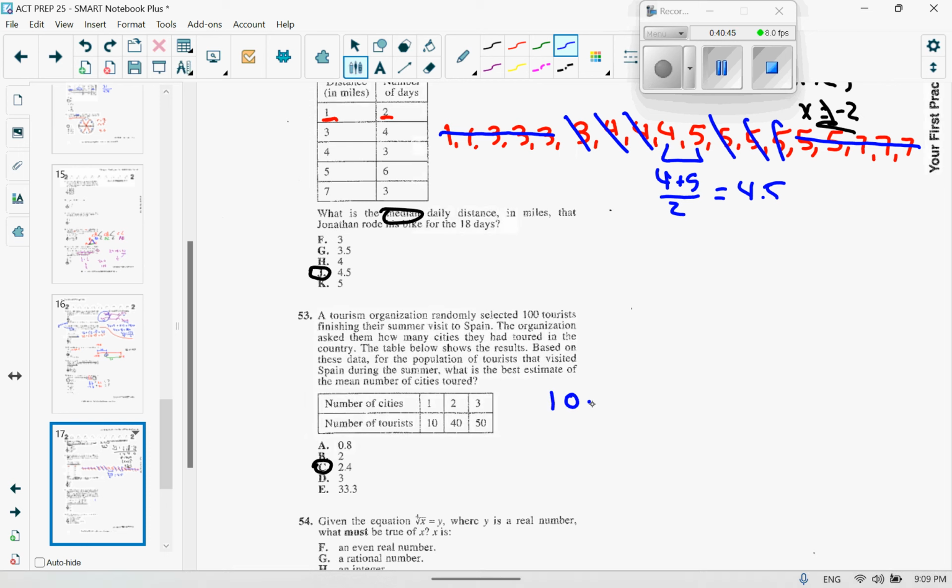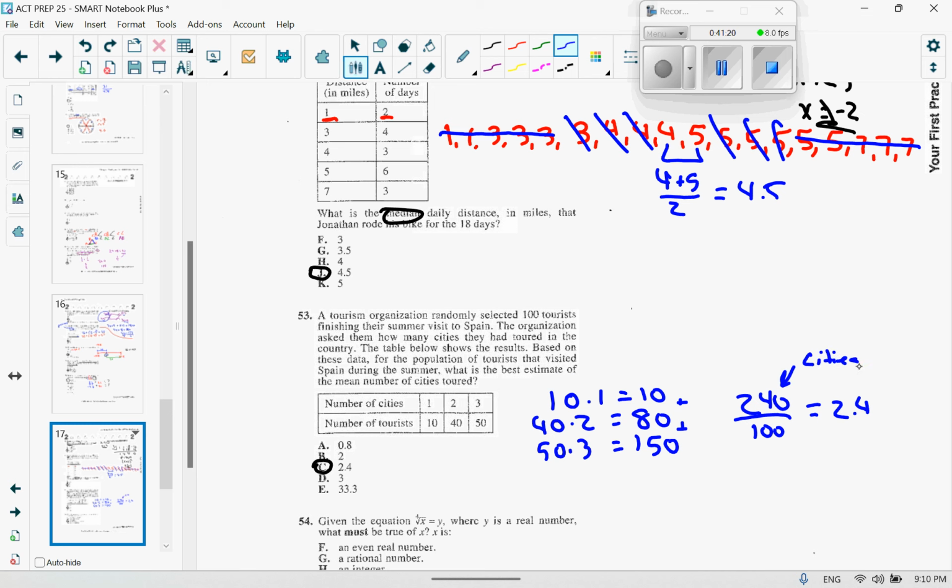Okay, so I could do 10 times 1 to find that 10 tourists only saw 10 cities. These 40 tourists each saw 2 cities. They saw a total of 80. And these 50 tourists saw 3 cities. They saw a total of 150. I can add all those together to find that all 100 tourists saw a total of 240 cities. And I can divide it by that 100 to get that 2.4. So that's cities divided by tourists.